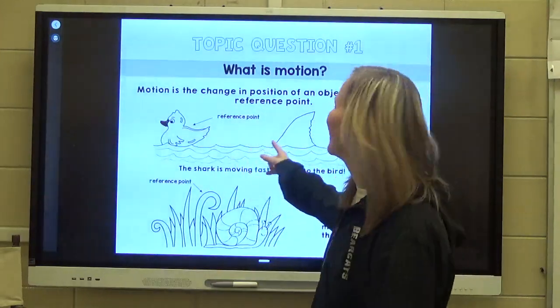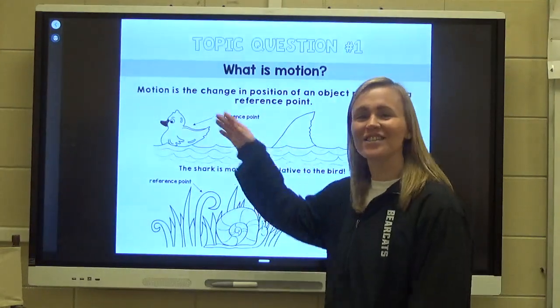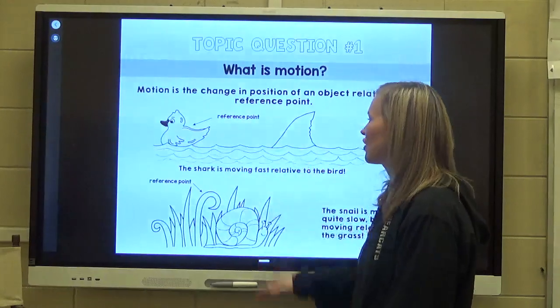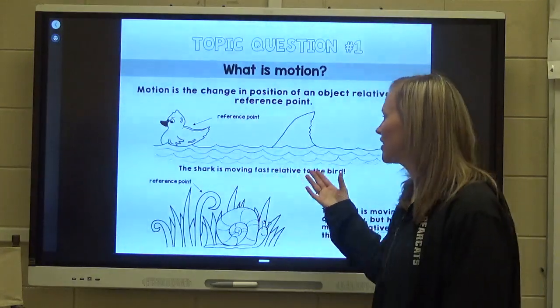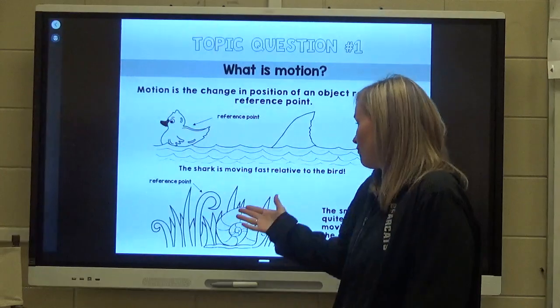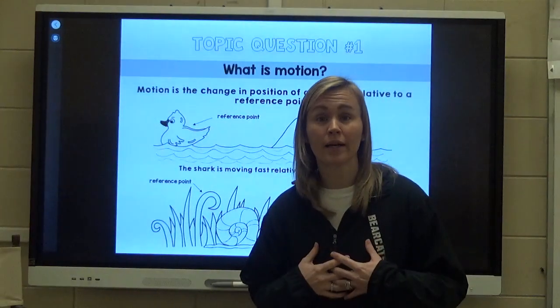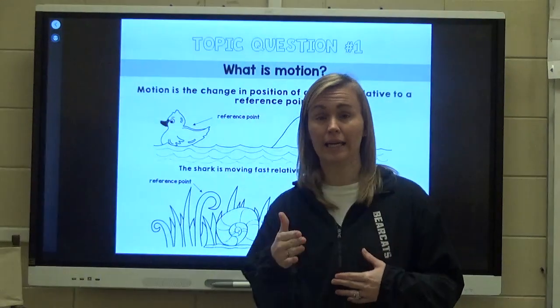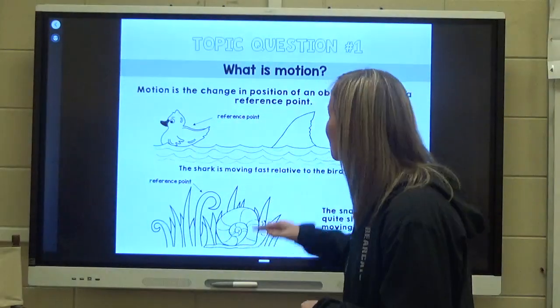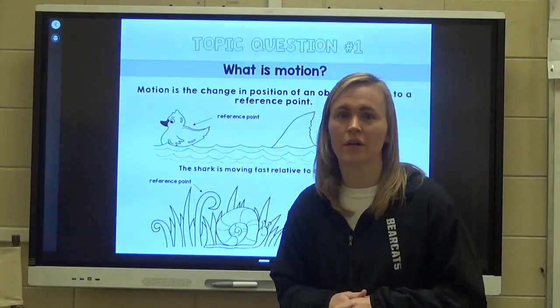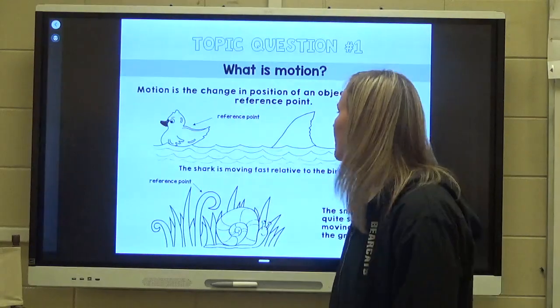Alright, we have a shark. In comparison to the duck, how is the shark moving? Well, we would say the shark is moving relatively fast, or fast, relative to the bird, right? In the bird's opinion, that shark is moving lightning fast. So, yeah, the shark is moving a lot faster than the little bird and his feet, okay?